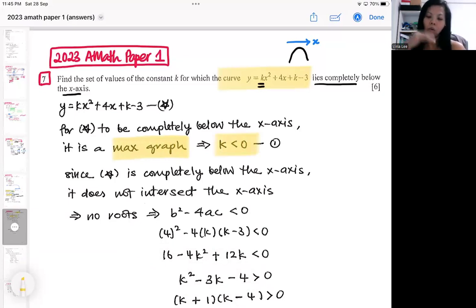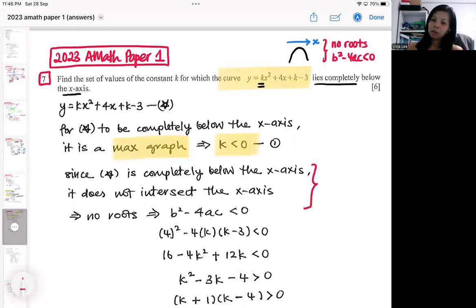And because the whole graph is below the x-axis, you end up with no intersection with the x-axis, so you end up with no roots. So the discriminant is negative. Because it's entirely below the x-axis, it doesn't intersect the x-axis. That's why it leads to the conclusion of no roots, and b squared minus 4ac is less than 0. So this condition is important. If you do not get this condition correct, your whole question is really not correct at all.